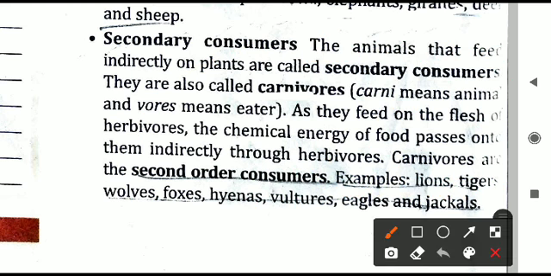That is why it is given there. They are indirectly eating plants only. The energy which is in the plants indirectly moves into the secondary consumers or the second order consumers. They are called second order consumers. As examples, all the carnivorous animals will be there: lions, tigers, wolves, foxes, hyenas, vultures, eagles, jackals.